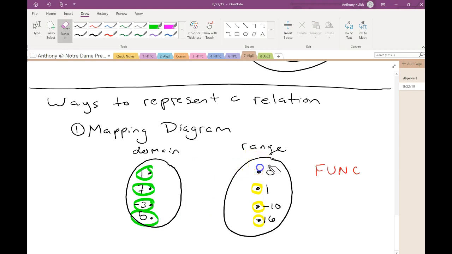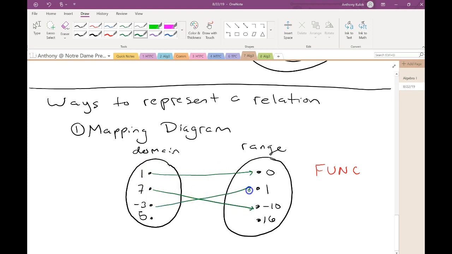I'm going to erase the arrows now and redraw them in different locations and ask another question about whether this is a function or not. So I'm just going to change the color to green, and we'll write our answers here in green.